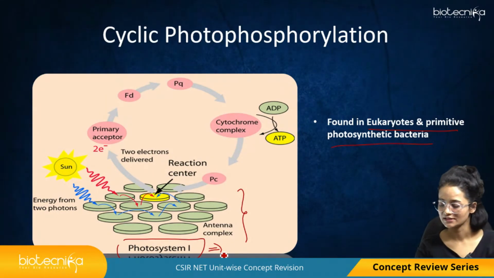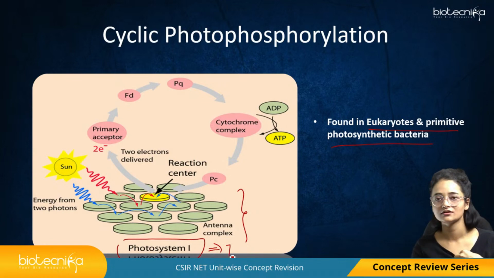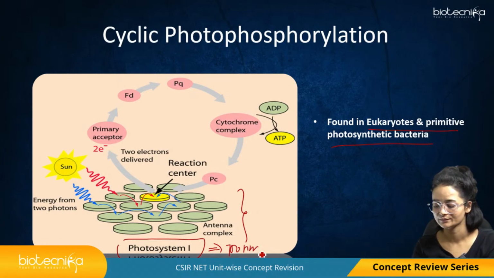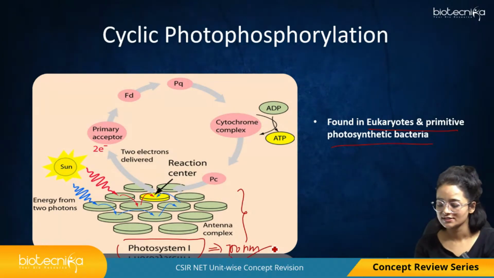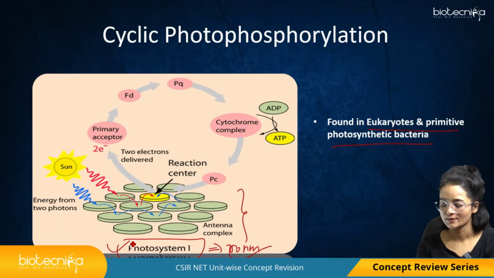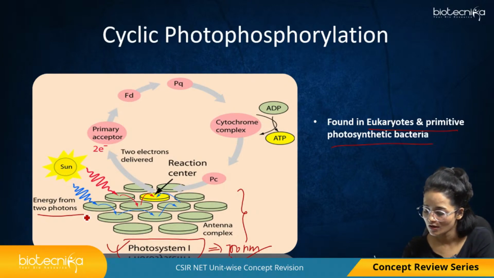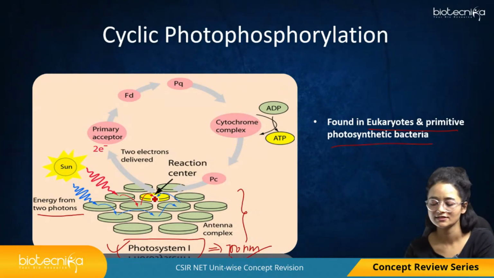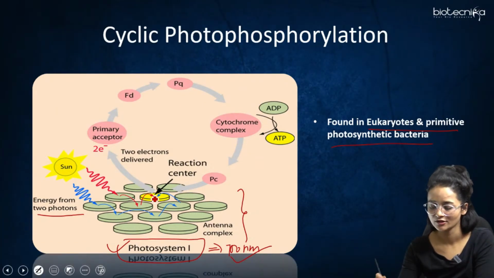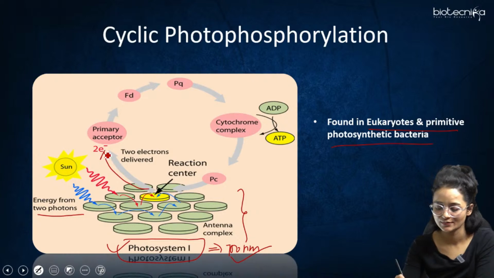Yes, Aishwarya, it's right. Photosystem 1 absorbs light of 700 nanometer, right? So this is the wavelength of light which photosystem 1 absorbs. Energy from the 2 photons is coming here. Now this energy, this light which is being absorbed, is from the antenna complex, and it is being transferred to the primary acceptor, right? So there will be 2 electrons which are being transferred here.